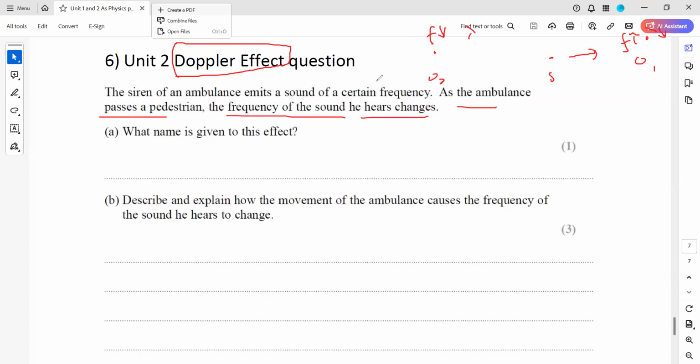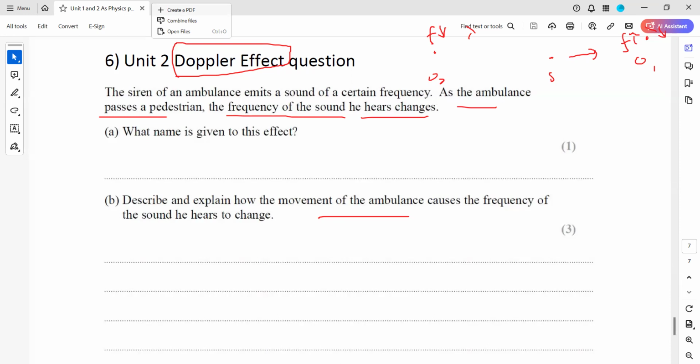Describe and explain how the movement of the ambulance causes the frequency of the sound he hears to change. So when the ambulance is moving, how will the frequency change? If the ambulance is moving towards the observer, then he will receive more waves per second. So the frequency will increase or the wavelength will decrease. And the opposite will happen if the ambulance is moving away: fewer waves per second. For a sound, you can also use the term pitch. So the frequency will decrease, with a longer wavelength.